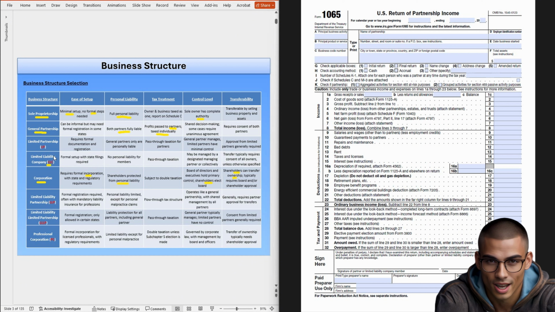Some of the benefits of being an LLC is that there's limited liability for owners. You do have to pay some filing fees to become an LLC, but your personal assets are at much less risk being an LLC as opposed to not being an LLC.